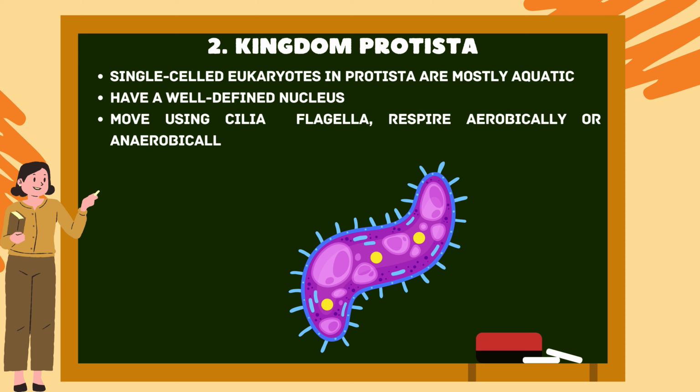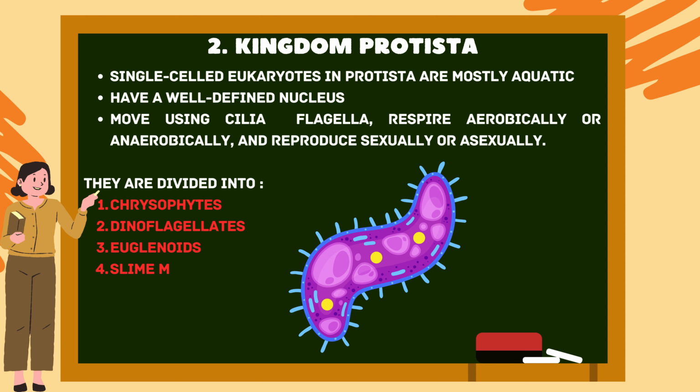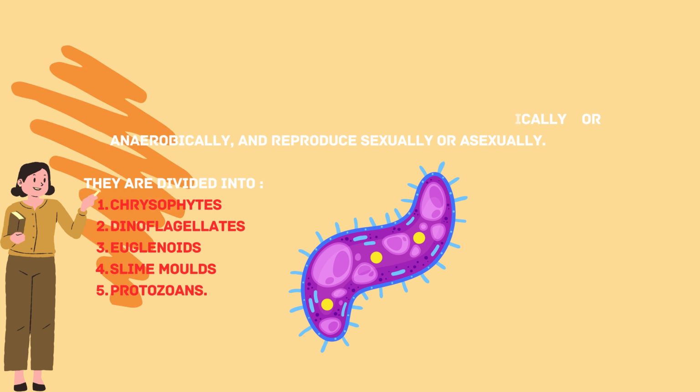They can move through both cilia and flagella. Respiration can be both aerobic and anaerobic, and the mode of reproduction can be both sexual and asexual. They are divided into chrysophytes, dinoflagellates, euglenoids, slime molds, and protozoans.